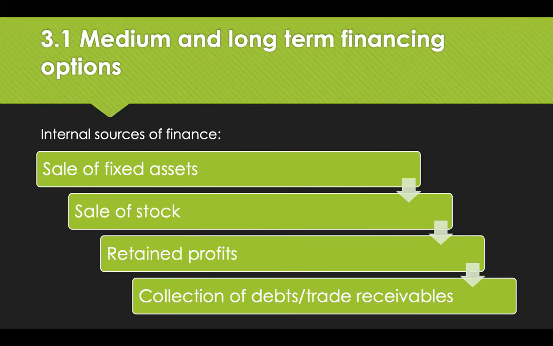But your sources of finance can be classified as internal or external. So the internal finance sources include the sale of your fixed assets or the sale of stock, retaining some of your profits in the sense that you're not dishing them out as dividends to your shareholders, and improving the collection of debt and trade receivables.